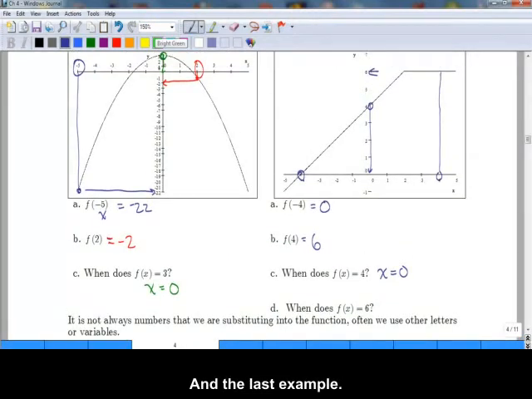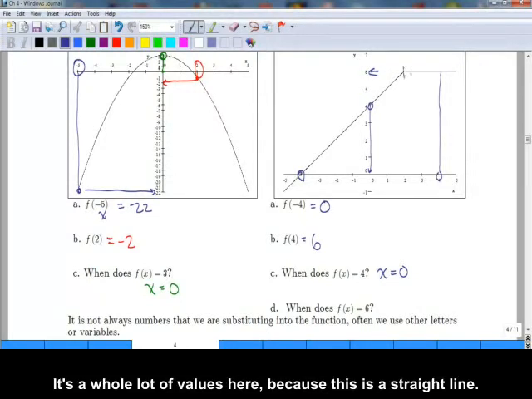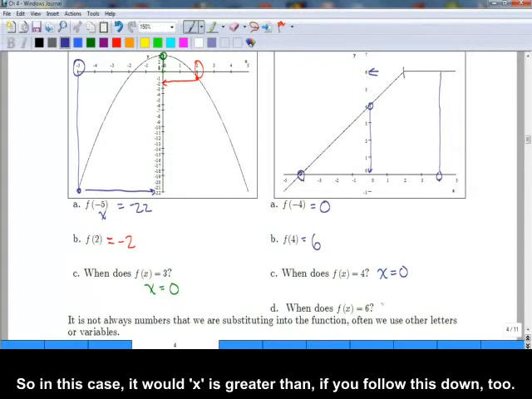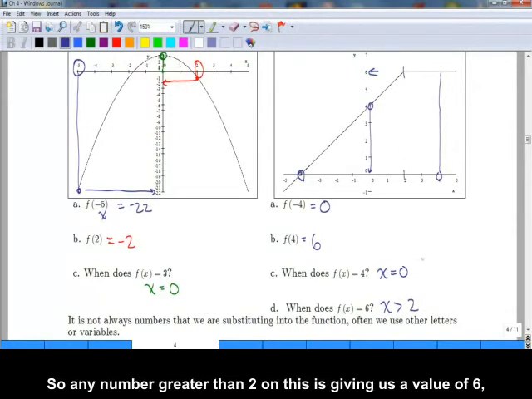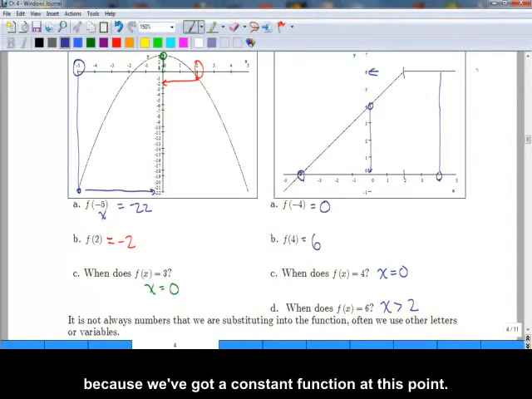And the last example, when does f equal 6? So when does f equal 6? It's a whole lot of values here because this is a straight line. So in this case it would be x greater than, if you follow this down, 2. So any number greater than 2 on this is giving us a value of 6 because we've got a constant function at this point. And that can happen.